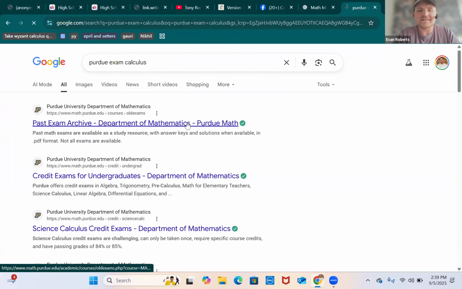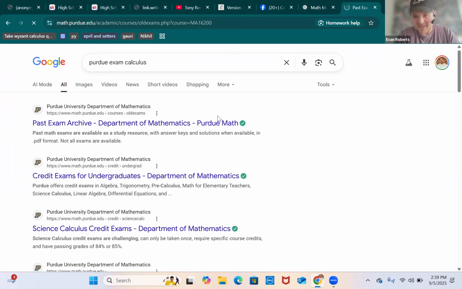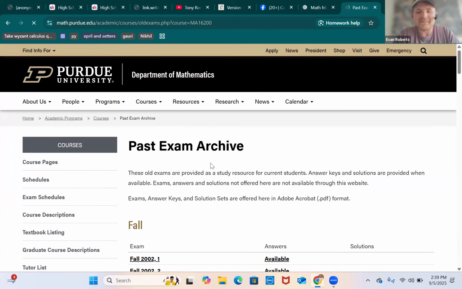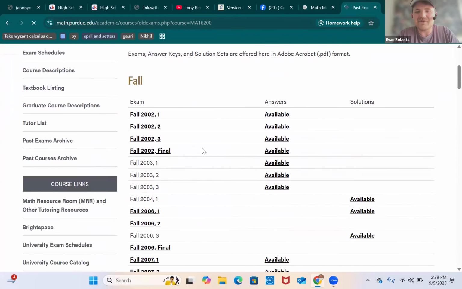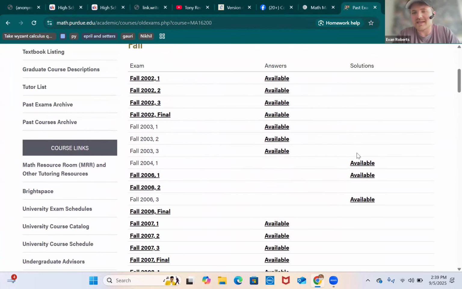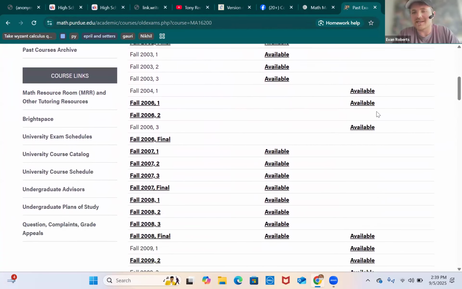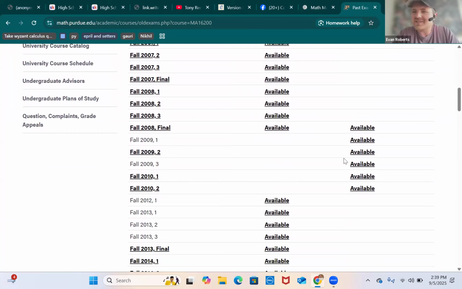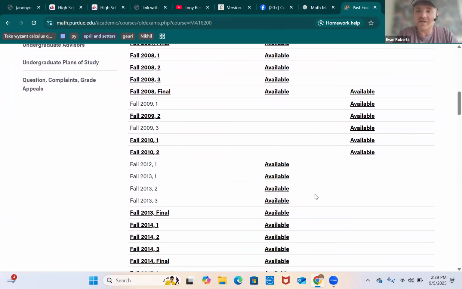But this is where I got this idea from. Thanks, Purdue. Boiler up. They have all their old exams posted, some with answers, some with worked out solutions, but there wasn't something great like this out there for kids to do for AP Calculus. So this is what I tried to do with Anna and these other teachers.